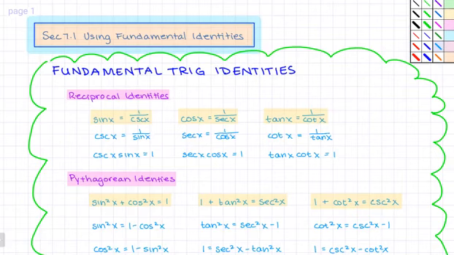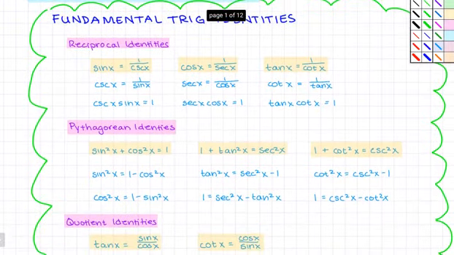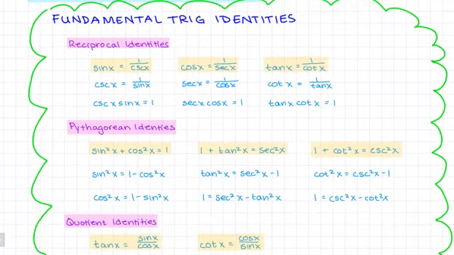Here we are, section 7.1, using the fundamental identities. If I were you, I wouldn't write this down because you've already written it down and you have access to it. But I wanted to remind ourselves of it. And what I want to just quickly look at is the reciprocal identities.